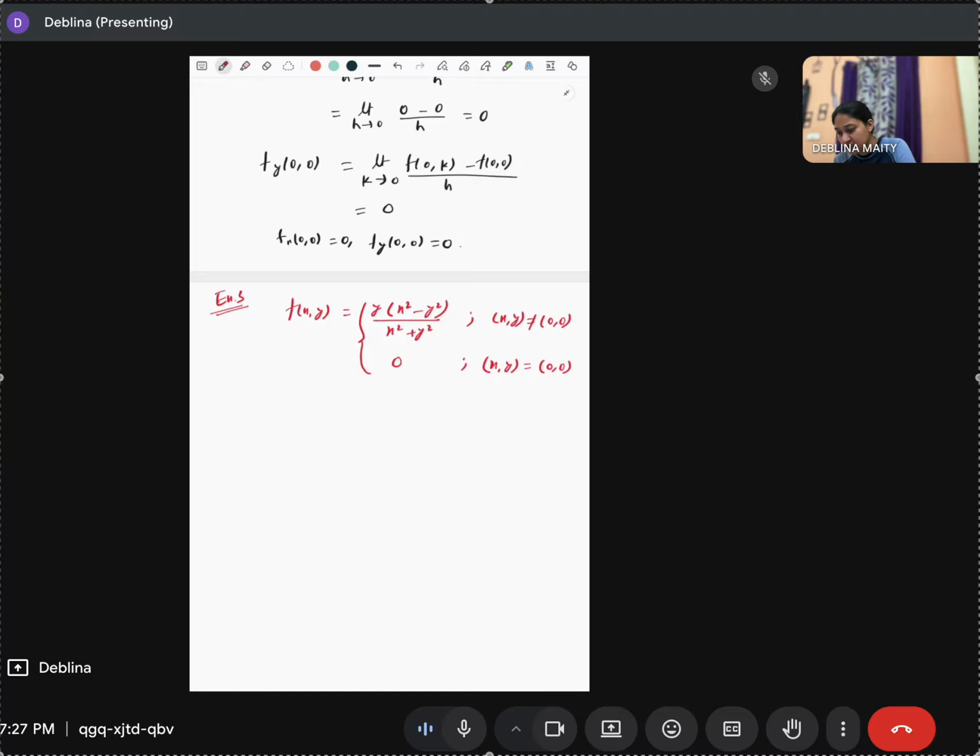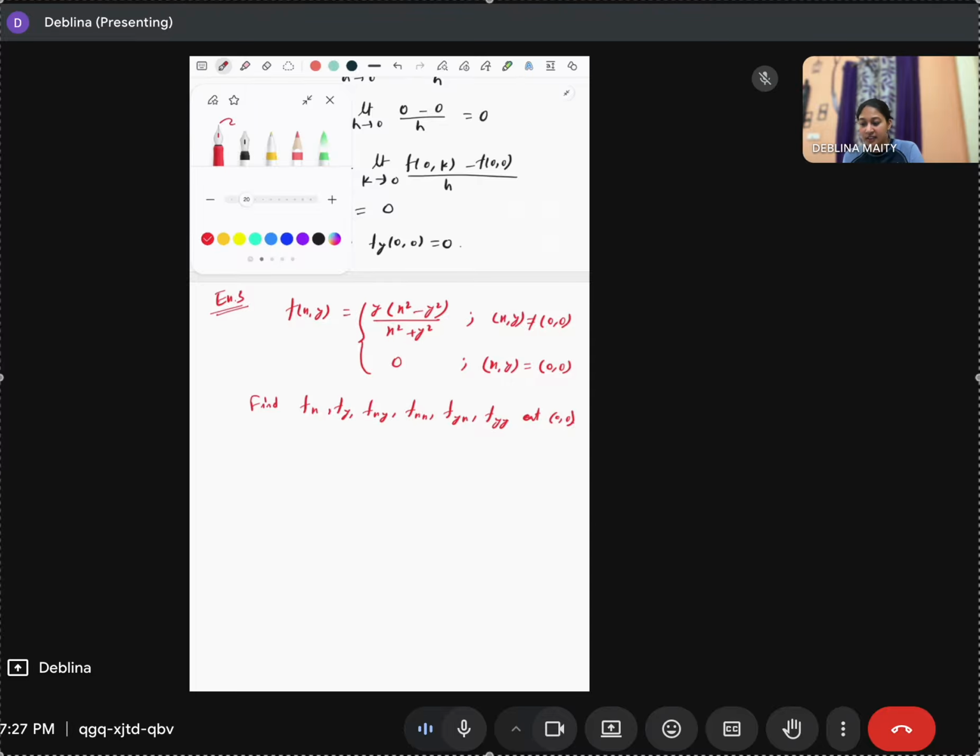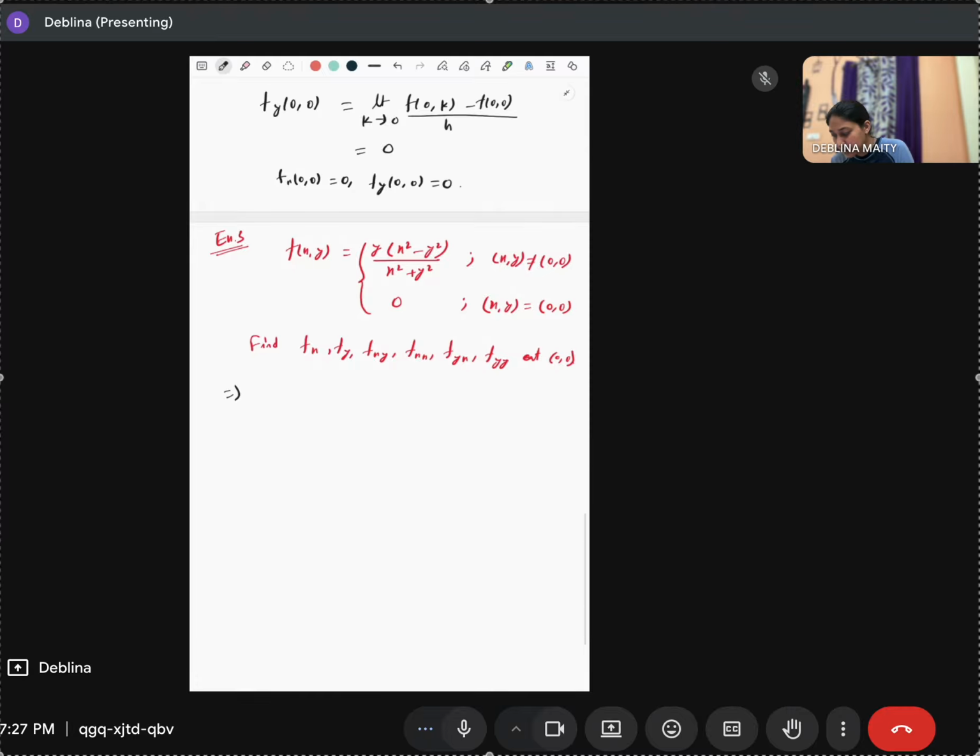So we have to find what? We have to find fx, fy, fxy, fxx, fyx, fyy at (0,0). So you have to find all these partial derivatives of first order and second order at the point (0,0). Okay. So first let's find the partial derivative with respect to x. So what is fx(0,0)?